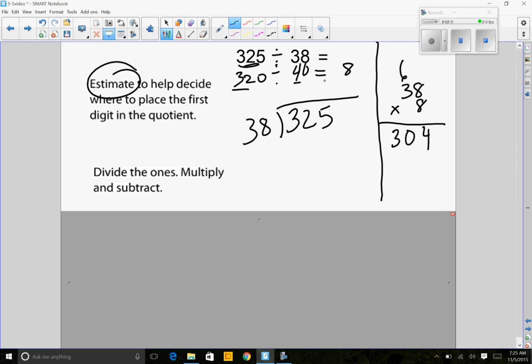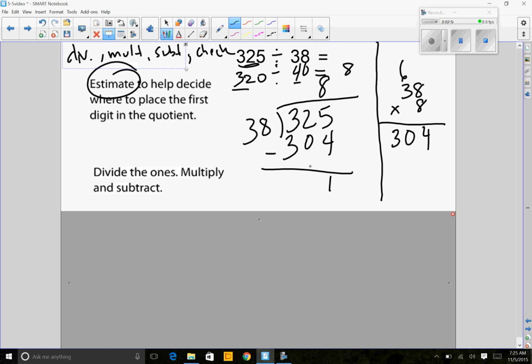So I'm going to go ahead and put my 8 in here and do this in pencil, because you're going to make mistakes. Everyone makes mistakes doing this. 8 times 38 is 304. Subtract, right, because remember we divide, multiply, subtract, and check. And this check becomes more important now. 5 minus 4 is 1. 2 minus 0 is 2.